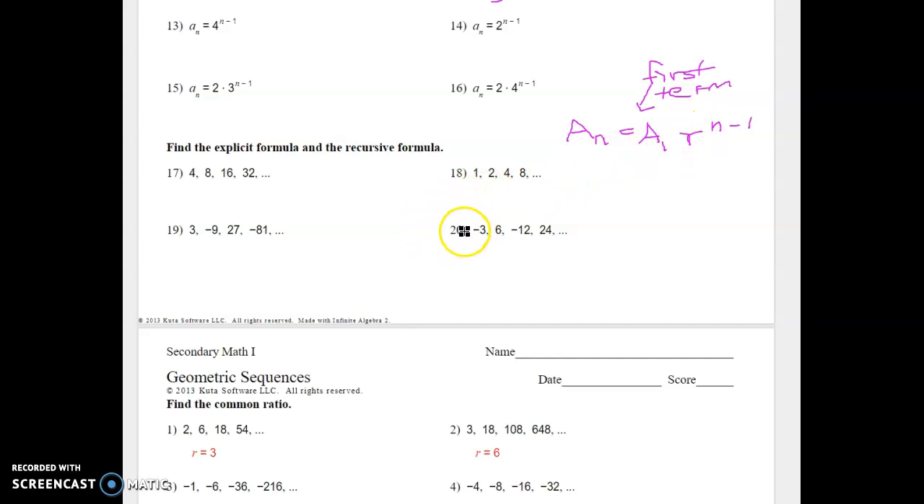So let's look at number 20. So my general formula, I've got -3 as my first term. I need to figure out what I'm multiplying by. So if you don't know, remember, you can always take any second term and divide it by the previous term. So since this is -2, we're going to put it in parentheses to the n minus 1. Okay, you cannot multiply the -3 and the -2, so you just leave that as your formula.